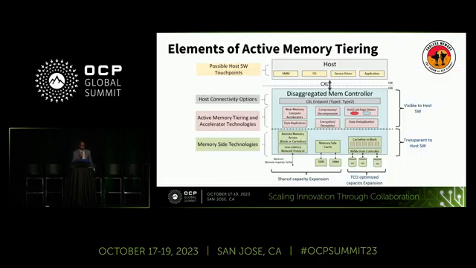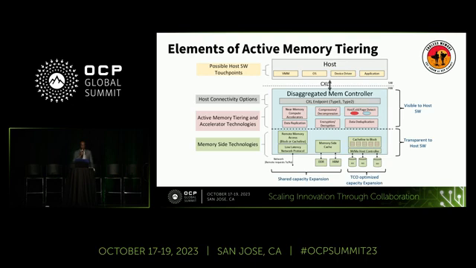So given this sort of a topology, now let's dig one step deeper. So what is active memory tiering? Active memory tiering, again, is the ability to use cheaper, slower memory augmented with accelerator technologies to offset that slowness. And so what we're saying here is that you can use slower memory, but if you augment it with the right smart front end, then you can achieve acceptable performance.